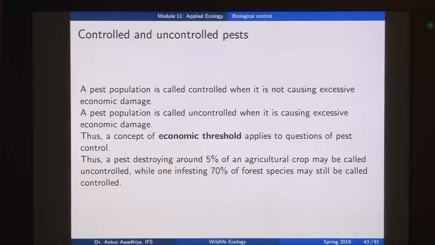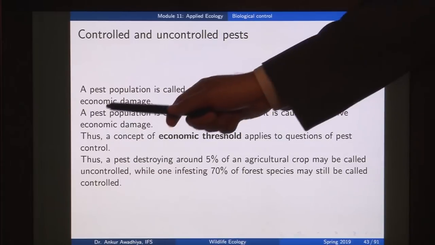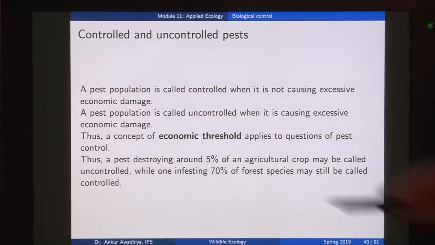Now, pests are divided into controlled pests and uncontrolled pests. A pest population is called controlled when it is not causing excessive economic damage. Now, here the term to note is excessive economic damage. Even if there is a pest that is causing excessive environmental damage, but that environmental damage has not yet been counted in terms of economics, people might say that it is not an uncontrolled pest.